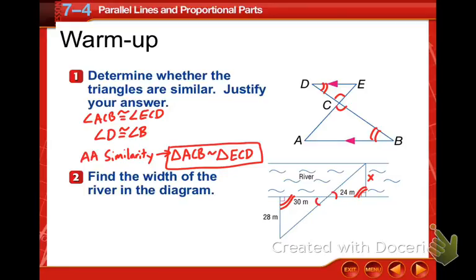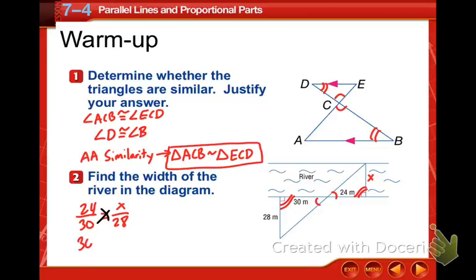So we can do a couple different ways. We'll do the 24 over 30. Those are the sides that are not going up and down, equal to x over 28. Those are the sides that are going up and down. We just got to keep them in the right order. So x and 24 need to be in the same position on the fraction, and they are. So now we just need to cross multiply.